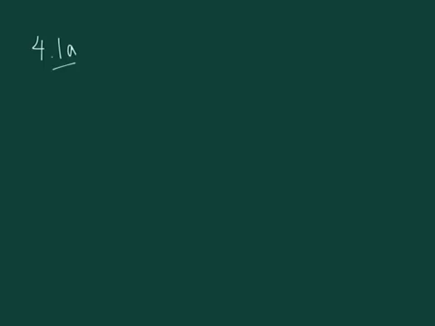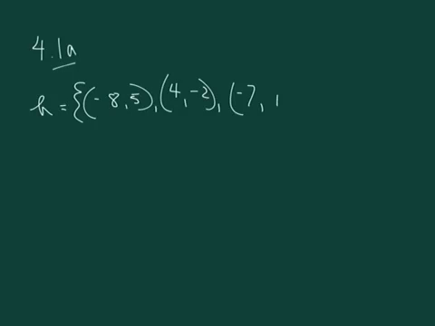So this first one is called inverse functions. And if you remember, an inverse basically undoes something. So, when we have a function, it undoes the function. So we'll get into what that means here in a minute. But let's look at the relation h equals the set -8, 5, 4, -2, -7, 1, 3, 8.